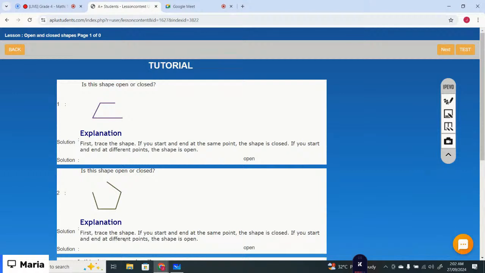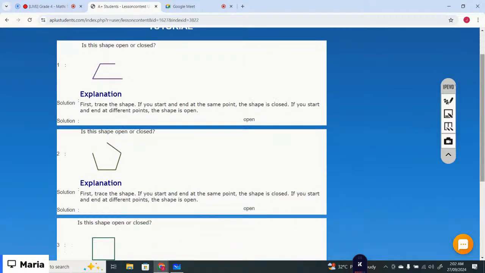Just look at the second one. Is this shape open or closed? So again you need to trace the shape, and if you start and end at different points, that means the shape is open, otherwise the shape is closed, right? So for this one, that is the open shape, right?